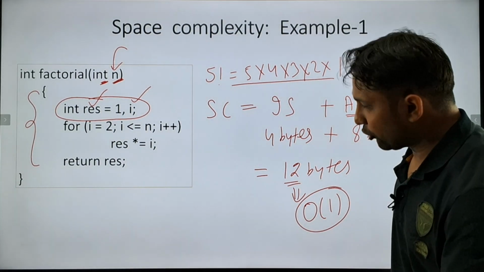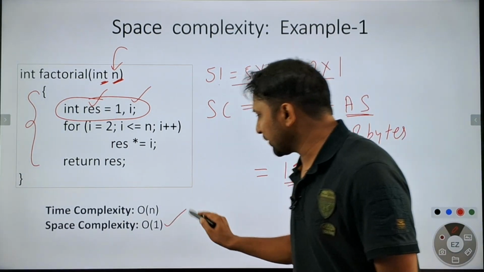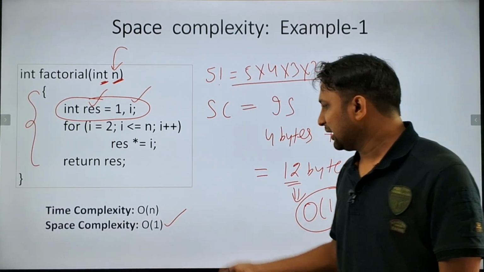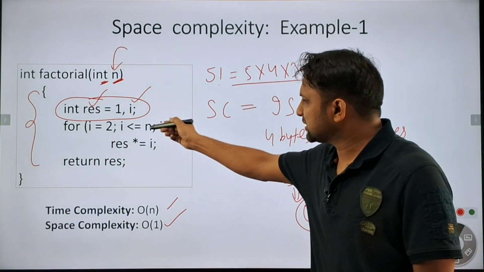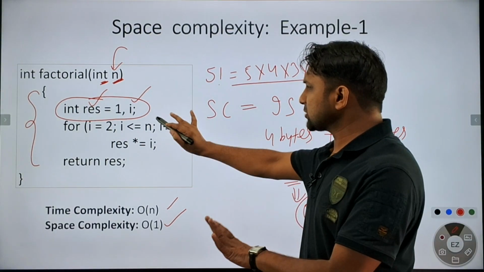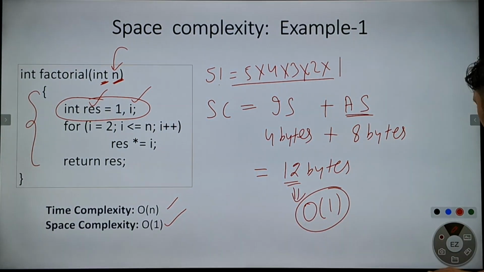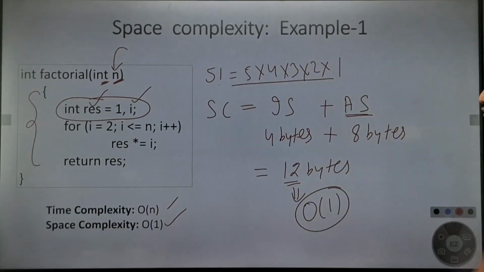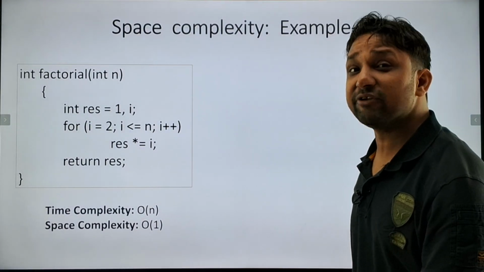Fine, so the space complexity of this code is order of 1. Time complexity is n, because this loop is executing approximately n times. So this is the space complexity of this simple loop-based code. Now let's check out the space complexity of recursive code.